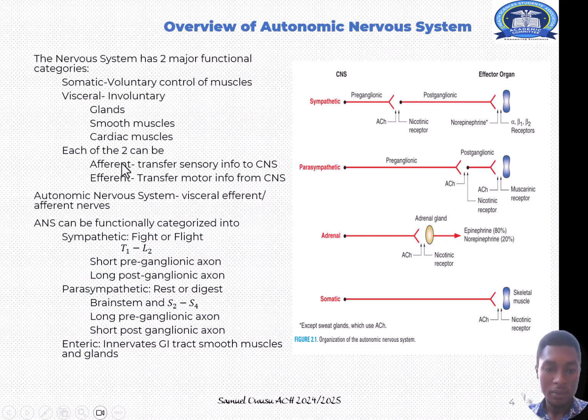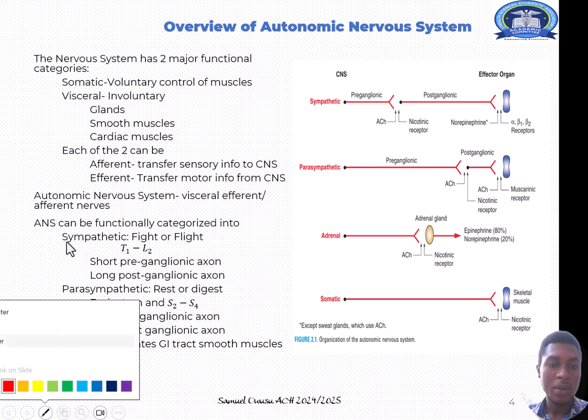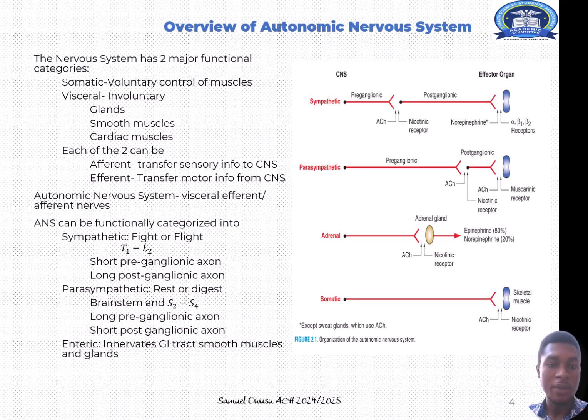Okay, so like I mentioned, when you take the nervous system, it has two main functional groups. We have the somatic portion and then the autonomic, which is the visceral portion. The autonomic portion innervates the glands, the smooth muscles, and then the cardiac muscles. All right. They also mentioned that we have the afferent and then the efferent. Afferent transfers sensory info to the CNS, and then the efferent transfers from the CNS.